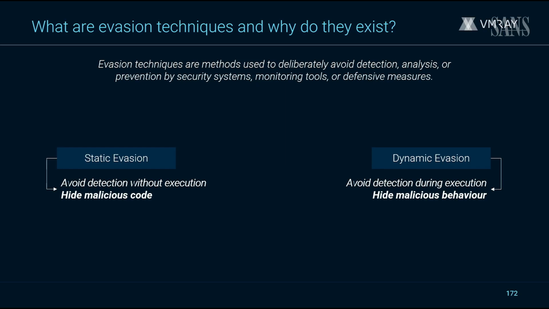And the other side is the dynamic evasion, which, instead of trying to hide the code, tries to hide the behavior that a sample could cause during execution. That's also the part that I'd like to focus on today. That's, at least for us as a sandbox vendor, usually quite relevant.